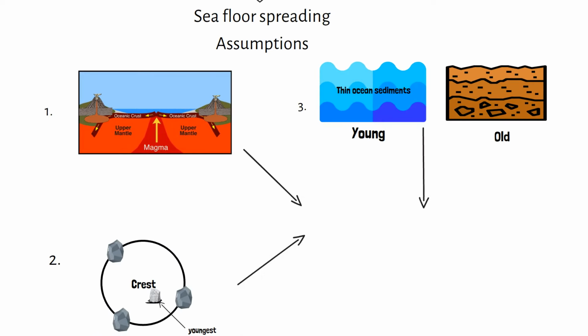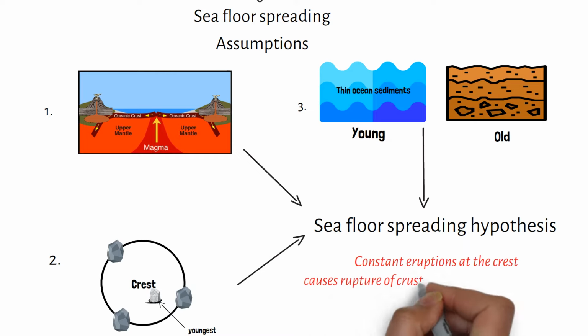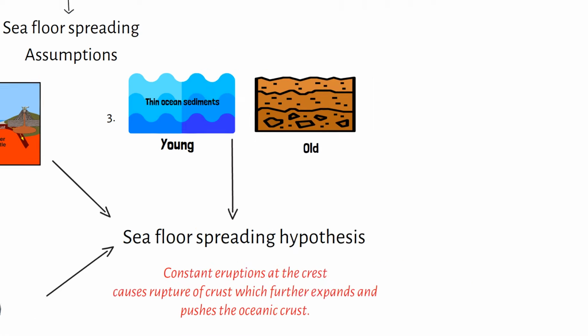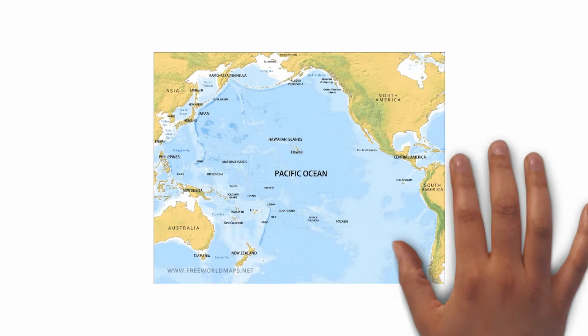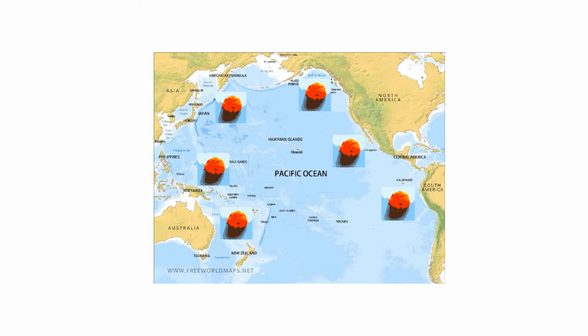These assumptions led to the sea floor spreading hypothesis, which says that constant eruptions at the crest cause rupture of crust, which further expands and pushes the oceanic crust. The rim of the Pacific Ocean is called the Ring of Fire due to all the active volcanoes.